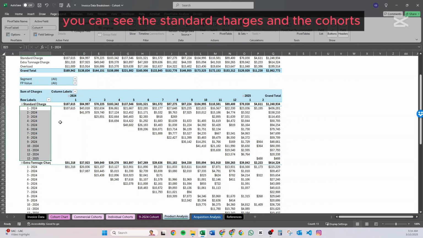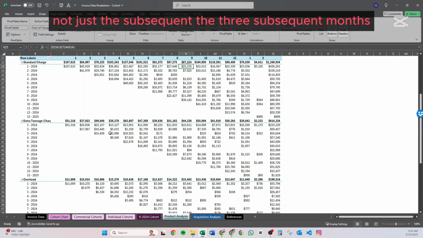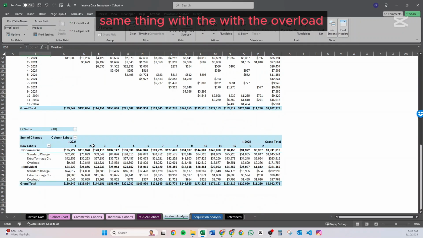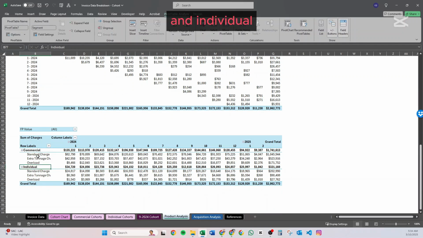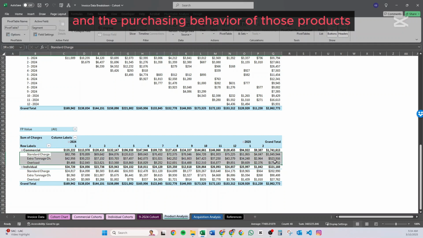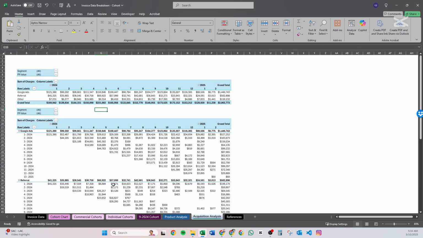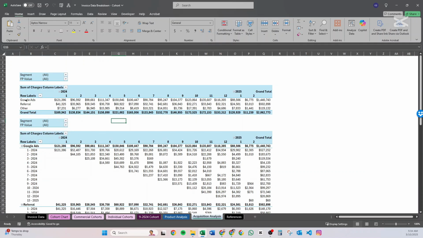So you can see the standard charges and the cohorts, all of their purchases, right? Not just the 3 subsequent months. Same thing with the extra tonnage, same thing with the overage. And then this is just a simple breakdown between commercial and individual and the purchasing behavior of those products here. And then lastly, I think this one's pretty important too.